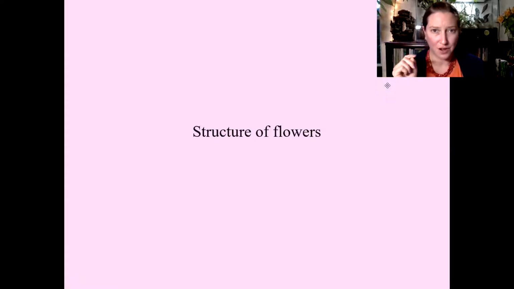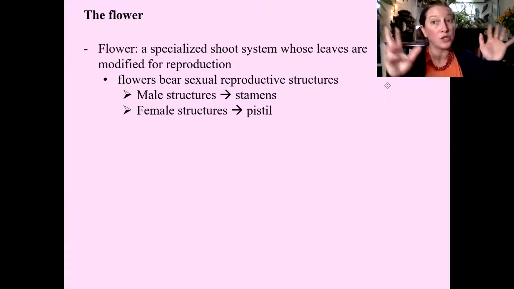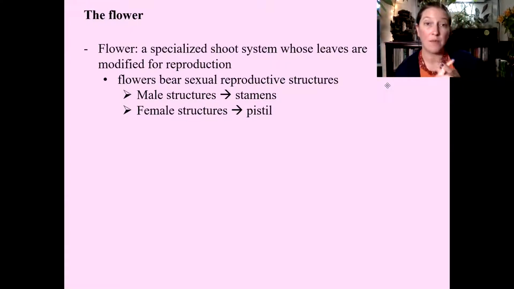All right, so let's first talk flowers. So what is a flower? A flower is a specialized shoot system, and the leaves of that shoot system are modified for reproduction. So remember, when we talked about the shoot system, you have the stem, the leaves, and the flowers. And so the flowers are the part of the shoot system where sexual reproductive structures are going to be located. There are male structures that are called stamens, and there are female structures that are called pistil.